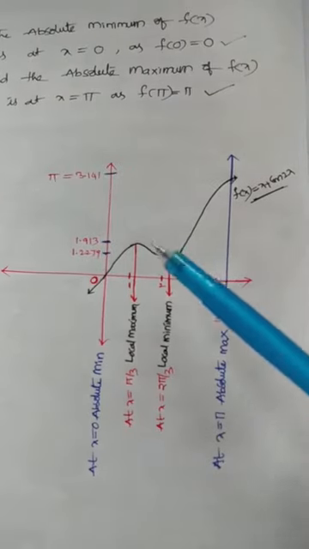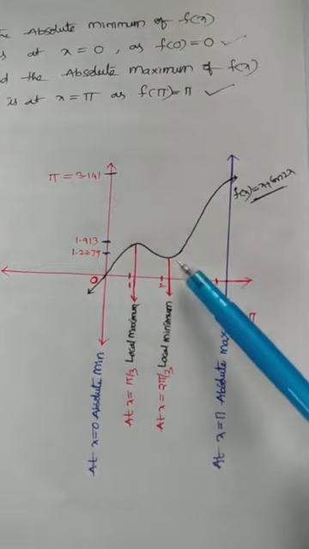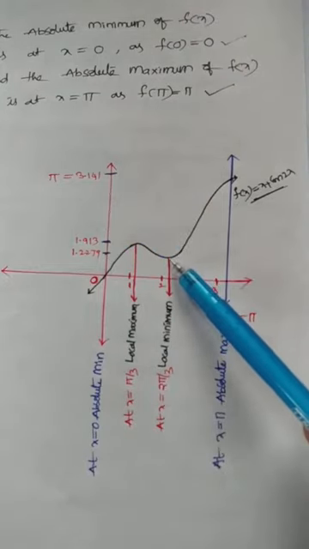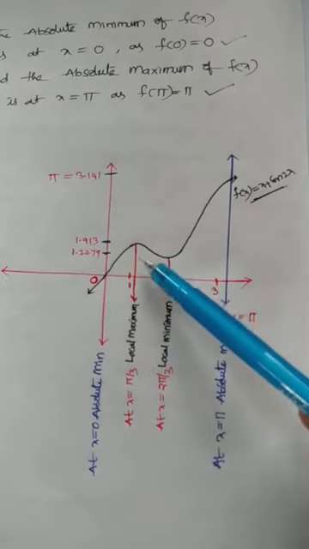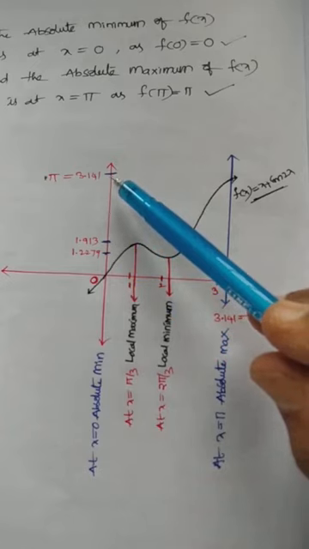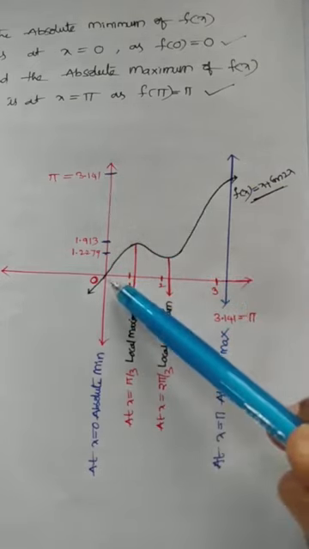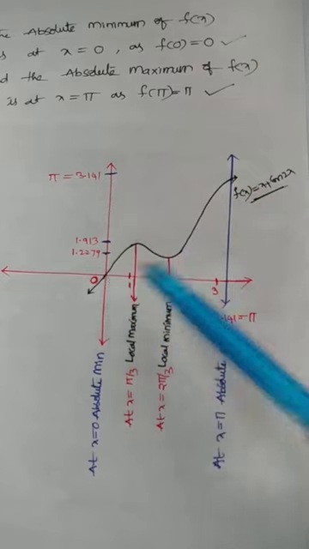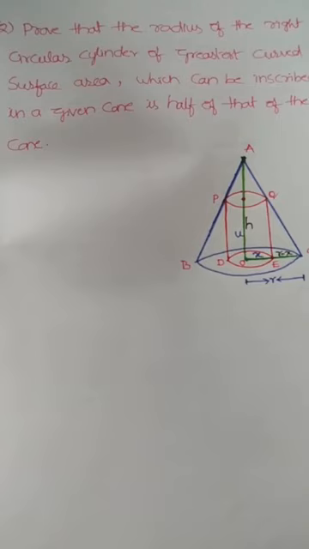So here the y values I am representing: the local minimum is 1.2279 and the local maximum at this level is 1.913. The absolute maximum exists at x equals pi and the absolute minimum exists at x equals 0. It is a very important problem.